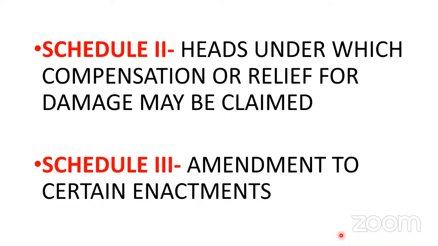Okay? So next, Schedule 2 and Schedule 3. Schedule 2 talks about heads under which compensation or relief for damages may be claimed. So it says what all we can claim compensation and relief for, like death, injury, disability or loss of work. All of this comes under Schedule 2. Very, very important. And Schedule 3 speaks about amendment to certain enactments.